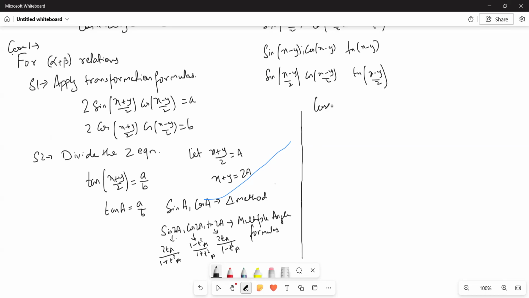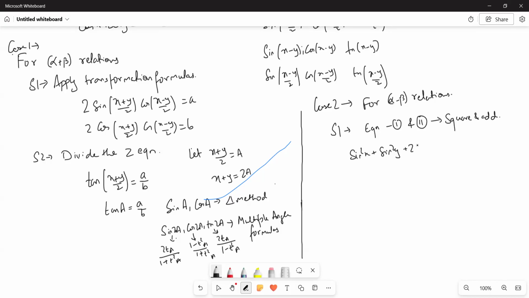Then case 2, for alpha minus beta relations. What we do is we take both equations 1 and 2, square and add them. When we square the first equation, we'll get sine square x plus sine square y plus 2 sine x sine y is equal to a square.